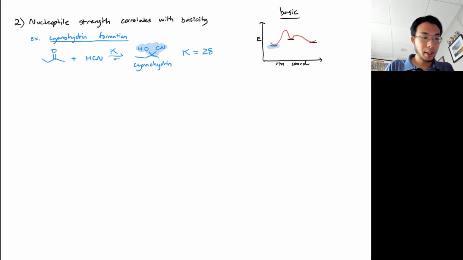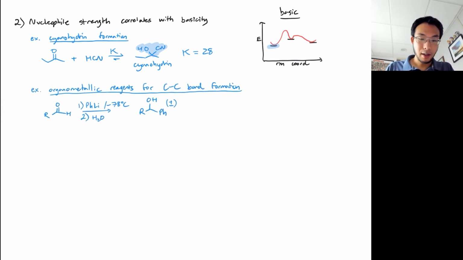A second important type of reaction is the formation of carbon-carbon bonds using ketones and aldehydes, and reacting those with what are called organometallic reagents. So an organometallic reagent is one in which a carbon is bonded to a metal, such as this phenyl lithium here. In such a reaction, we're getting the phenyl group as a nucleophile, attacking the aldehyde, forming overall a phenyl carbon bond here. So let's look at the mechanism for this reaction.